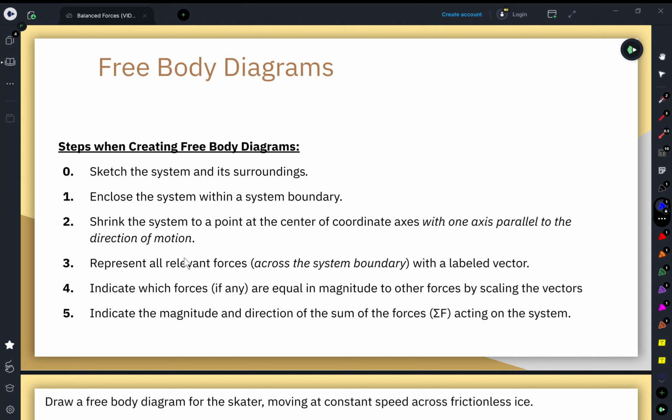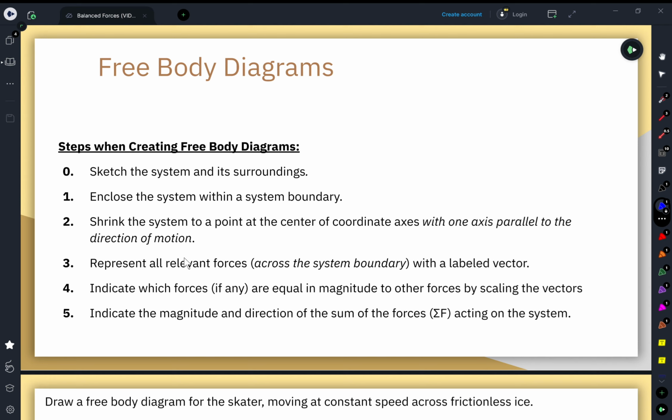Step 4 is to indicate which forces, if any, are equal in magnitude to other forces by scaling the vectors. Now, to do that, just draw those force vectors the same length as another force if they're supposed to be equivalent in magnitude. And then finally, the 5th step is to indicate the magnitude and direction of the sum of the forces acting on the system. To do this, write a summation equation or equations that explain whether the forces are balanced or unbalanced. And then this can be used to explain whether the velocity is constant or if there's accelerated motion.